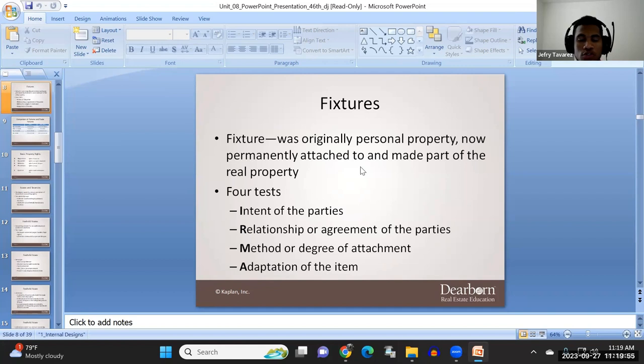Okay. And would it also be a problem if they just take it out and leave just the hole in there? The buyer can sue them. Yeah. Okay. Makes sense.